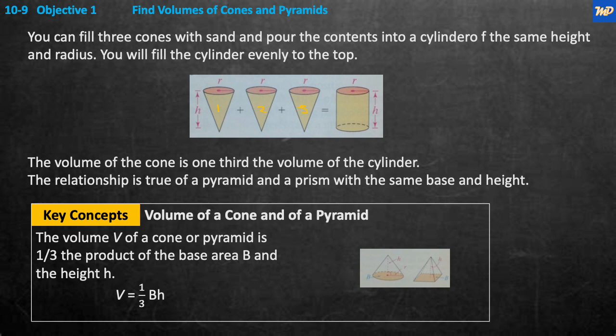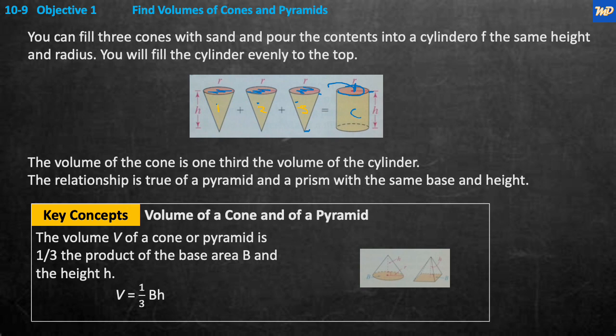And I'm going to change the color. Let's go to this blue. And cone 3. And here's the cylinder over here. If you fill all 3 of these cones to the top with sand, let's say, you have the area of the circle here at the bottom. And here's the area of this cylinder with the same radius, and the height h is the same height as the cone. You can put 3 of these cones into the cylinder, and it'll fill it right to the top.